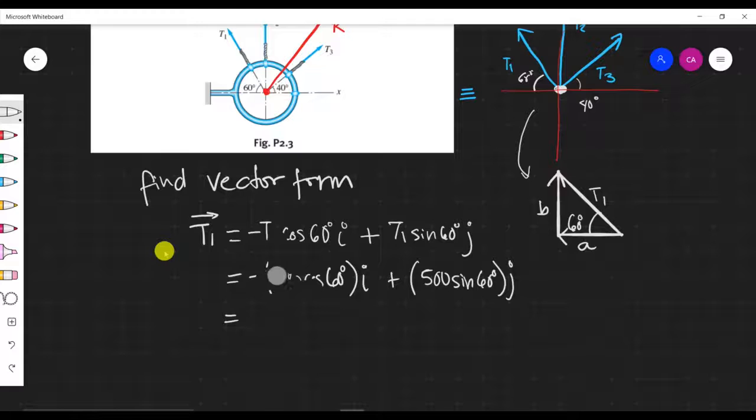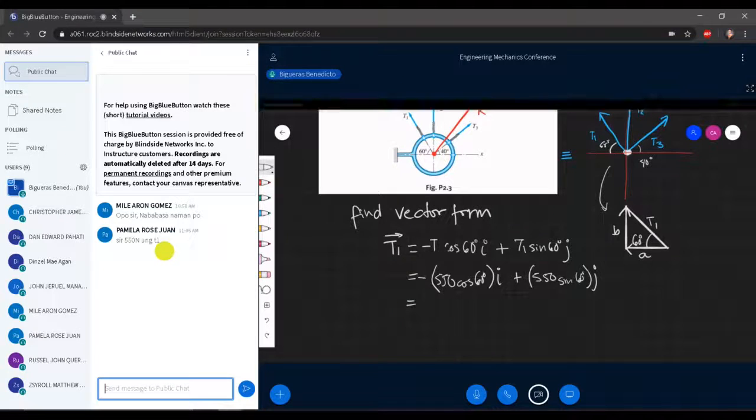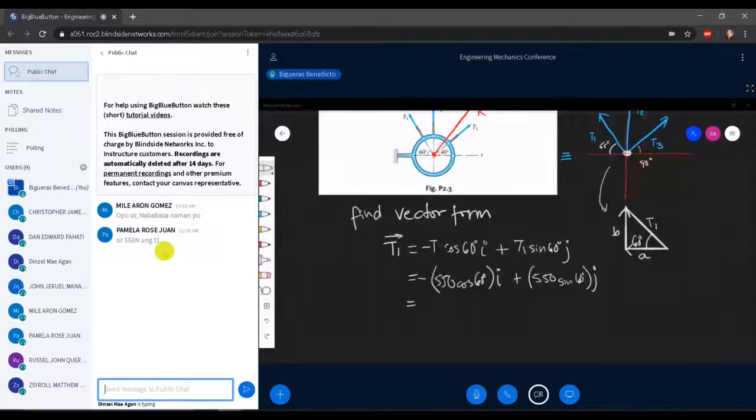Oops, bakit ang paborito ay 500? Wala kasi kaming sweldo eh. Totoo yan, class. Wala kaming sweldo. Hindi ko alam kung bakit. 550 cosine 60. Kaya siguro nag-iisip ako ng 500. 550 sine 60. Okay, so pa-compute ano yung magiging vector form niya.